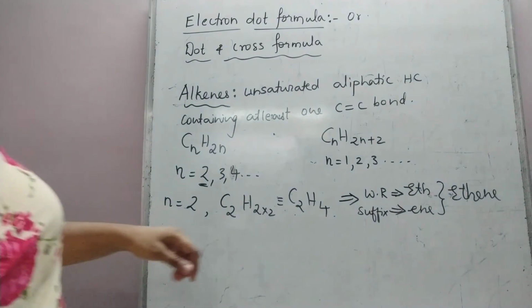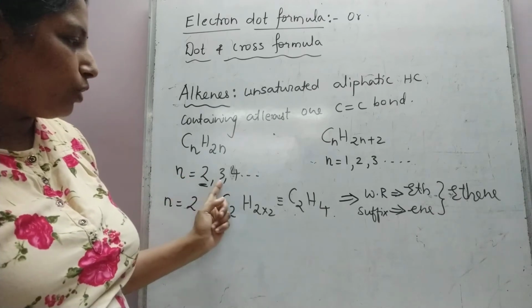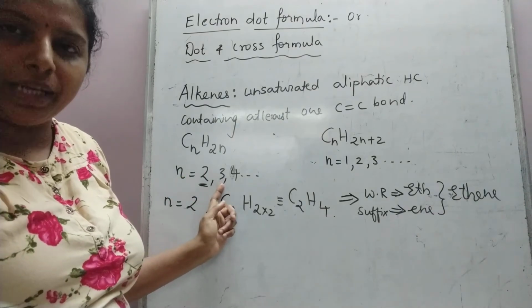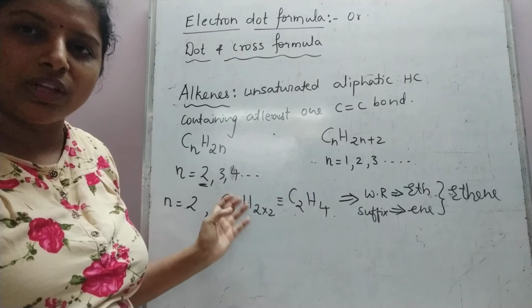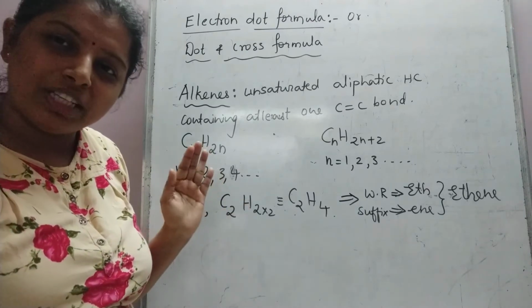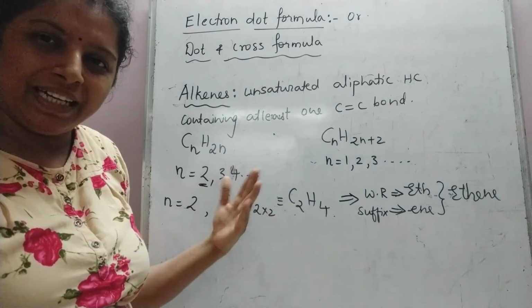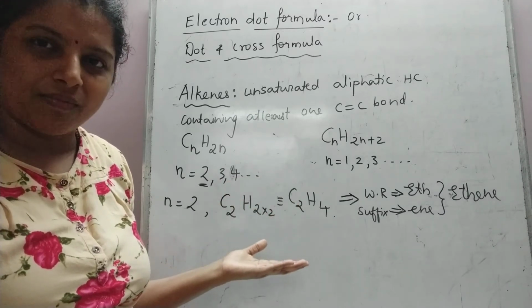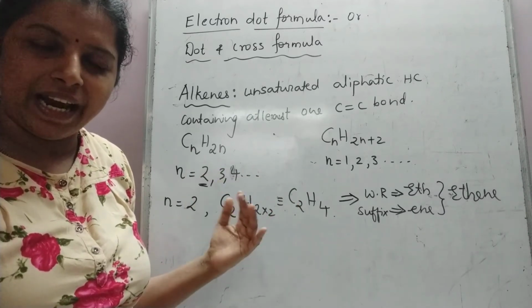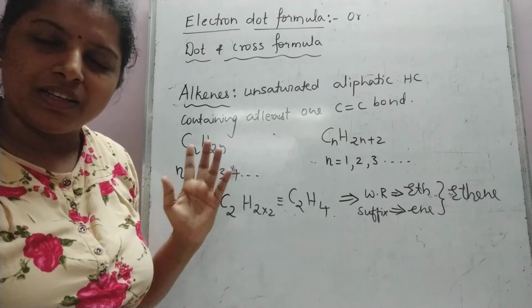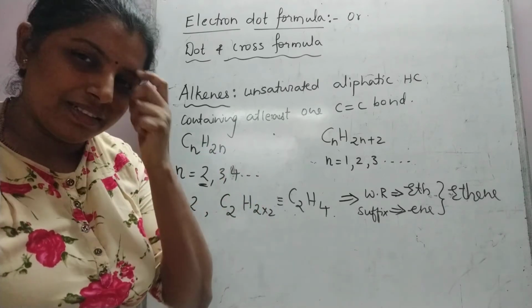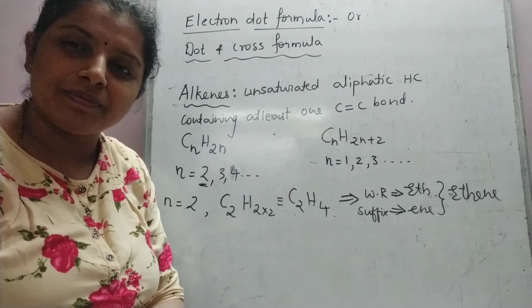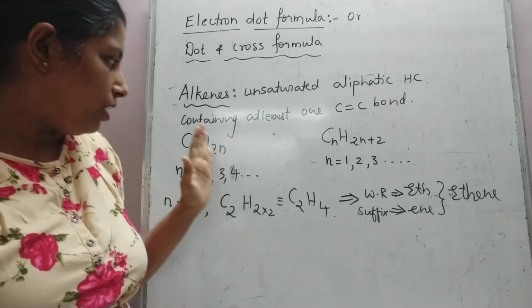Similarly, when n is equal to 3, you can call that compound propene. When n is equal to 4, you can call this compound butene, then pentene, hexene, heptene, octene, nonene and decene. Is this clear? Yes.